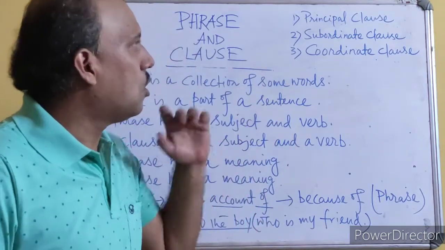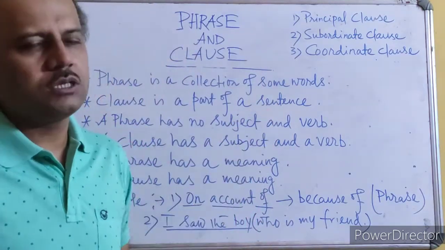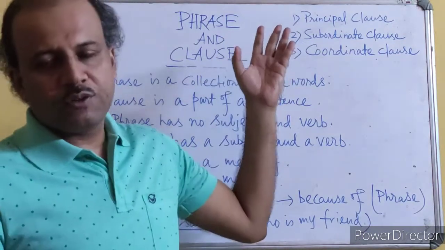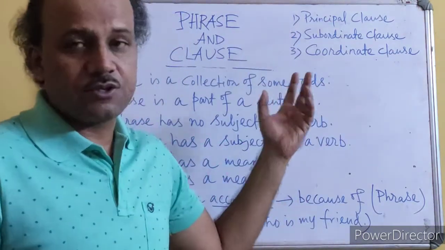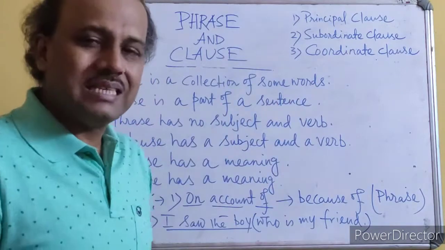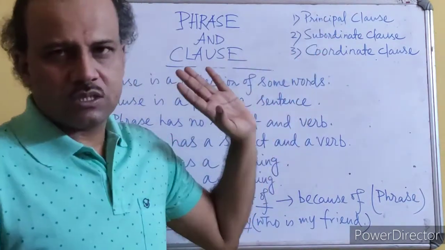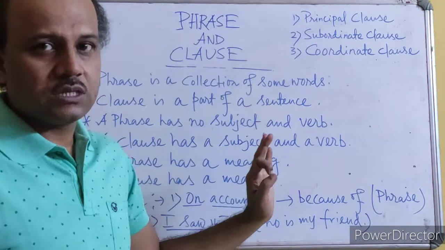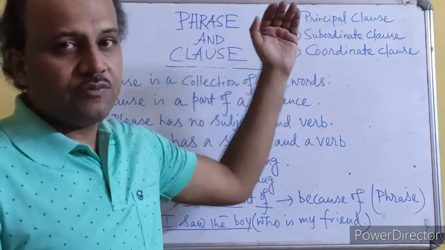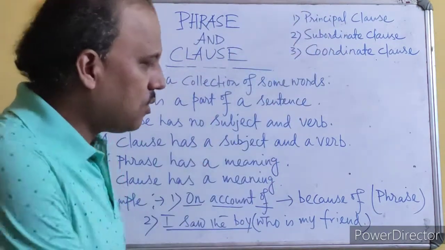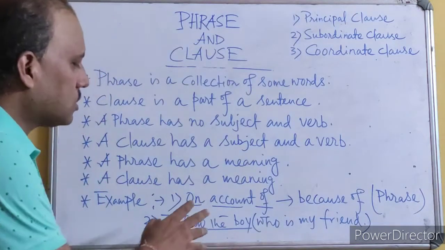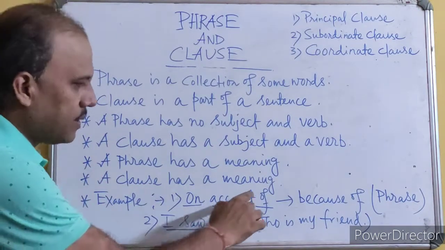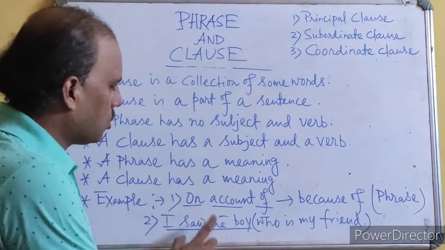Now come to the clause. If we come to the clause section, we can find out that basically there are three clauses. But going further to the three clauses, I want to explain the clause to you. I have explained the phrase to you. Now I explain the clause to you.